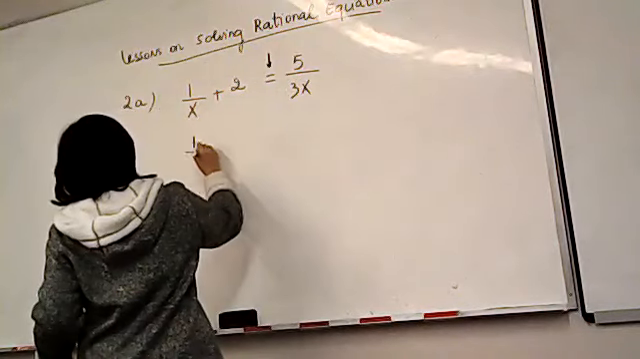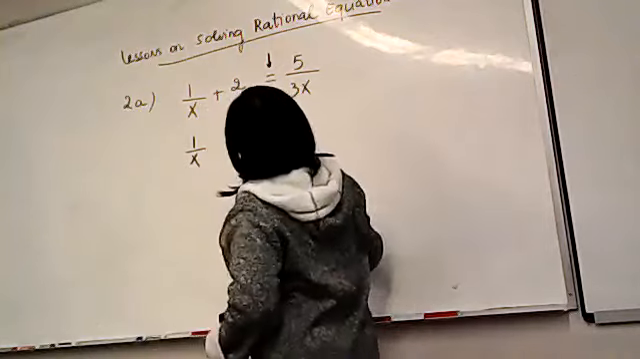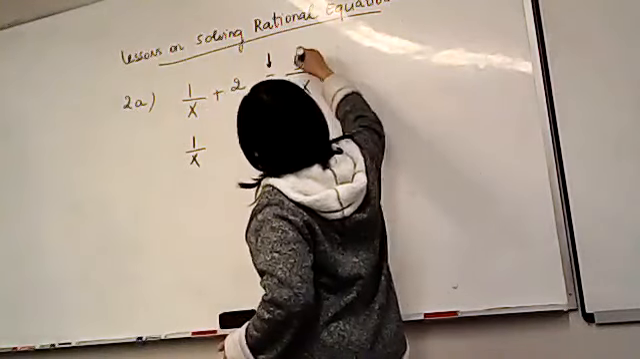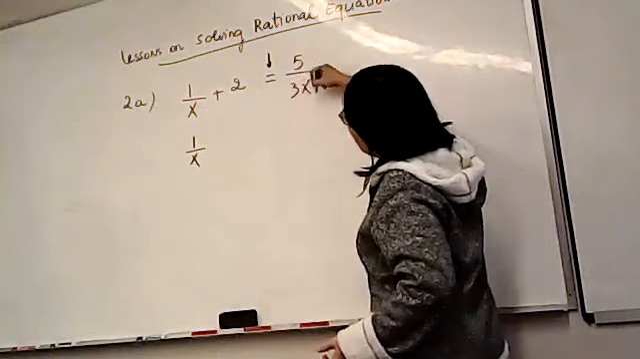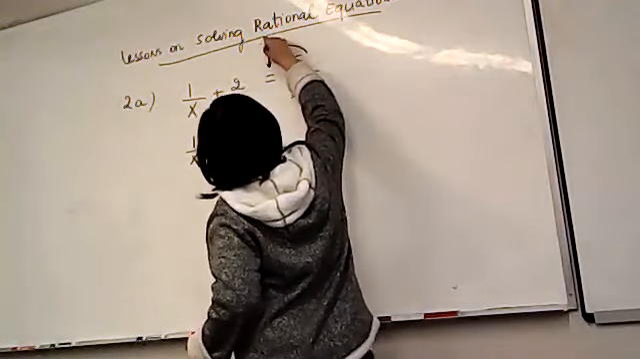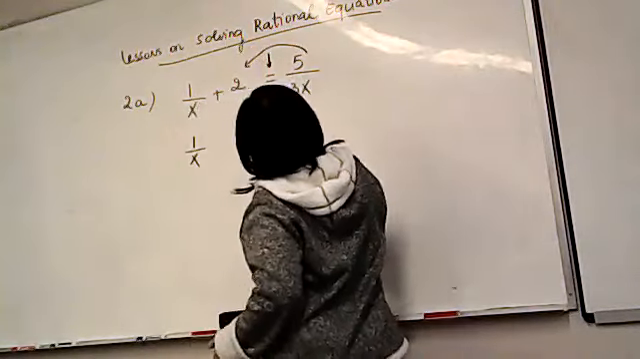So I copy 1 over x down, right? This has an x in here. This fraction has an x. So I'm going to move this fraction over to the back.